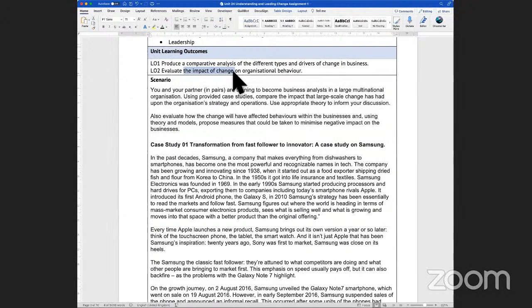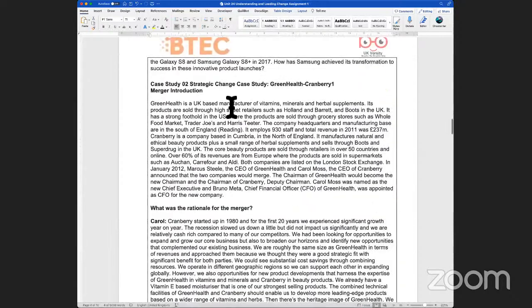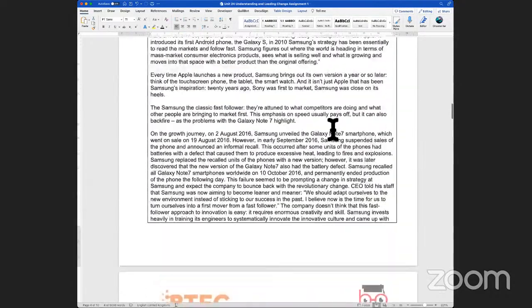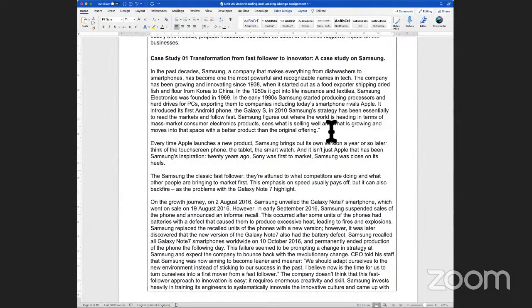That could be globalization, technological change. It could be transformational change, and that is what we will be looking at fishing out by reading the case study of one Samsung and the second Green Health Cranberry, which is primarily a second company. Now, we are going through this case study in a bit more detail. You have to read it and then underline, or highlight, some of the key areas that you have understood by reading the case study.